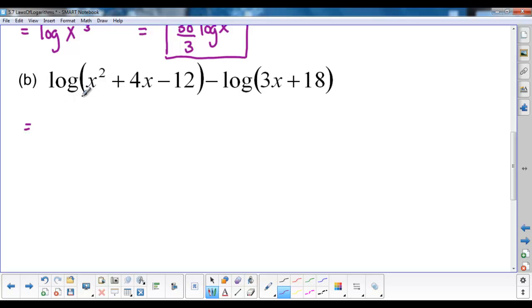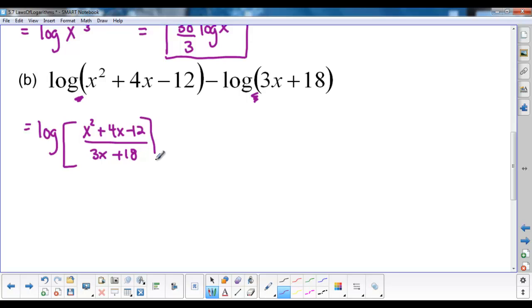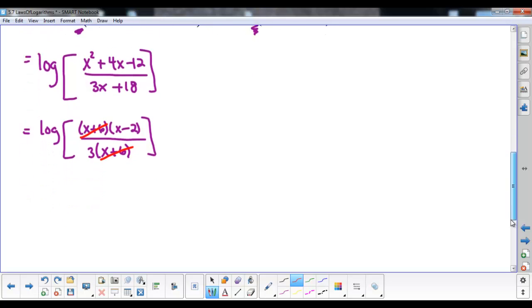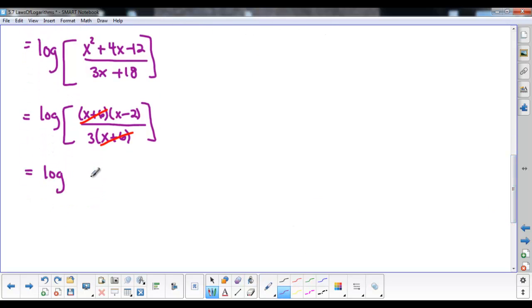So in part B, I have two logs that are being subtracted, both with base 10. So I can rewrite this as one single log, x squared plus 4x minus 12, all over 3x plus 18. So what we can do in this case is factor both the top and bottom and see if anything will cross out. So what we can do here to simplify just a little bit more is cross out the x plus 6's, and what we're left with is just log (x minus 2) all over 3.